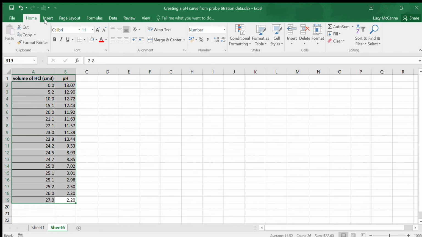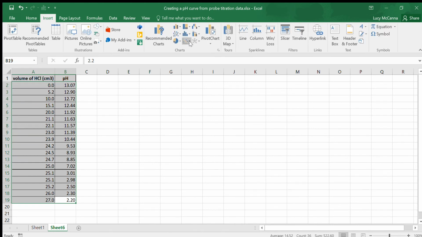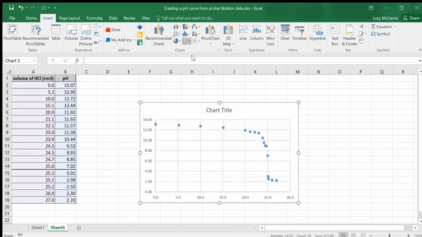And I'm going to go to Insert. And I'm going to choose, for now, yeah, I would say choose the scatter graph. Sorry, I'll just hover over it. Scatter with smooth lines and markers.